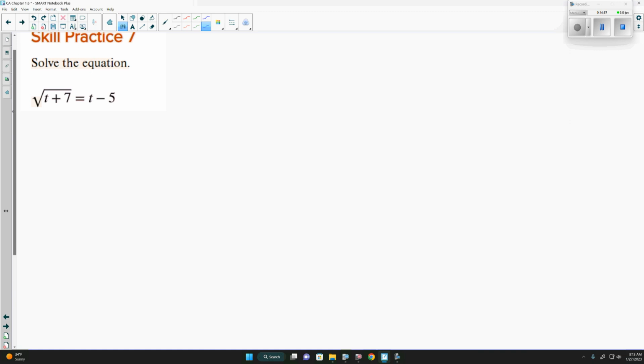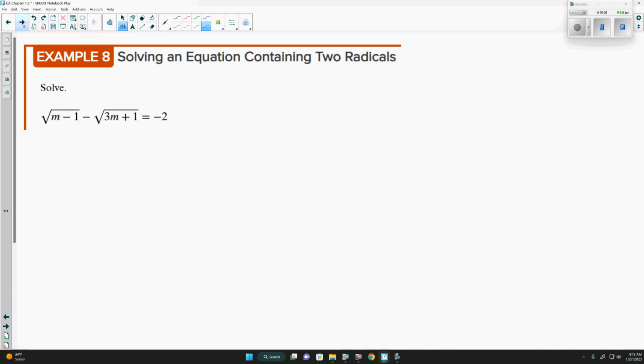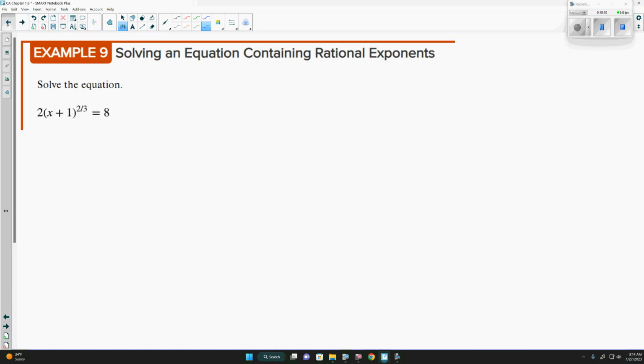Would we like to see another example of one of these? Or do we feel comfortable with this? Feel pretty comfortable with these? Awesome. We're not going to encounter ones like this here.